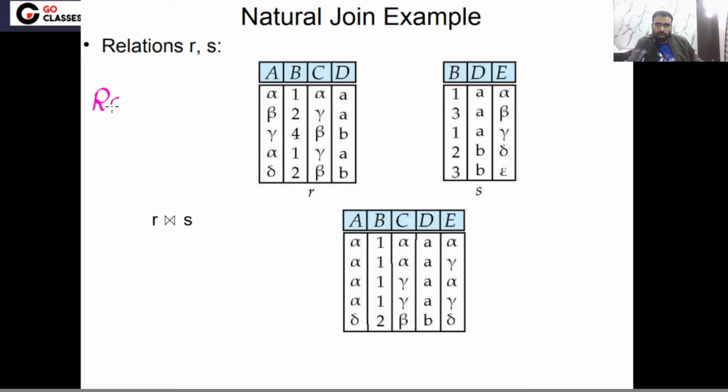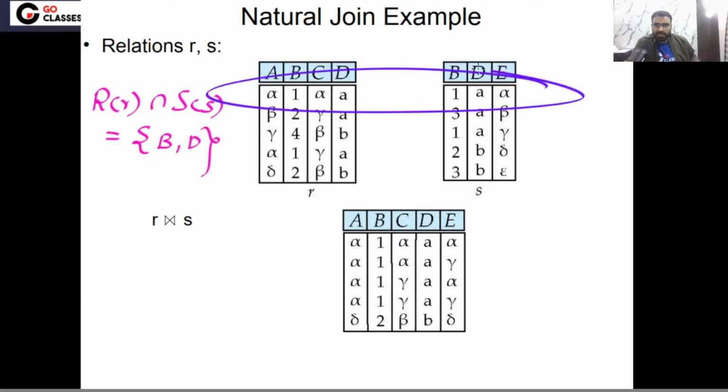I can say the schema of R intersection with the schema of S will be B comma D. The schema intersection will be B comma D. Basically these two attributes are common. So in the natural join, what we will do, we will find the equality. We will join the tuples where the tuples are equal in the common attributes.